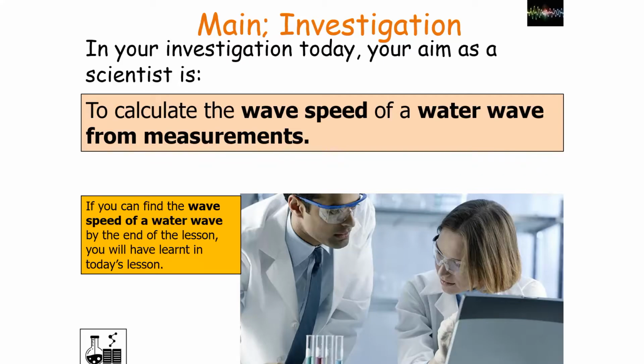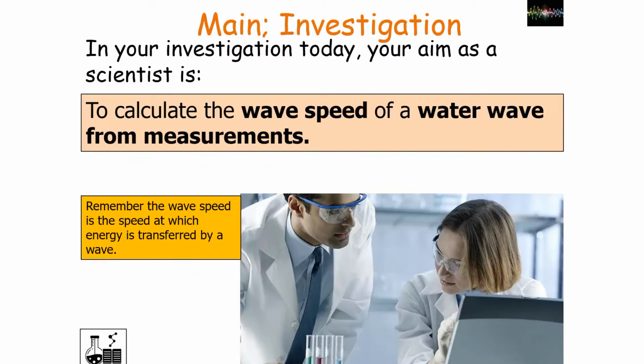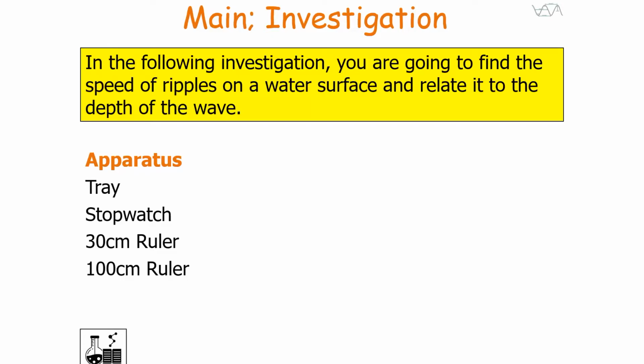And so in today's lesson we're going to try to calculate the wave speed of a water wave from measurements. Now remember, the wave speed is the speed at which energy is transferred by a wave. It is the distance travelled by each wave every second. So in this investigation we're going to calculate the speed of water ripples through a water surface and then relate this to the depth of the water wave that produces it.